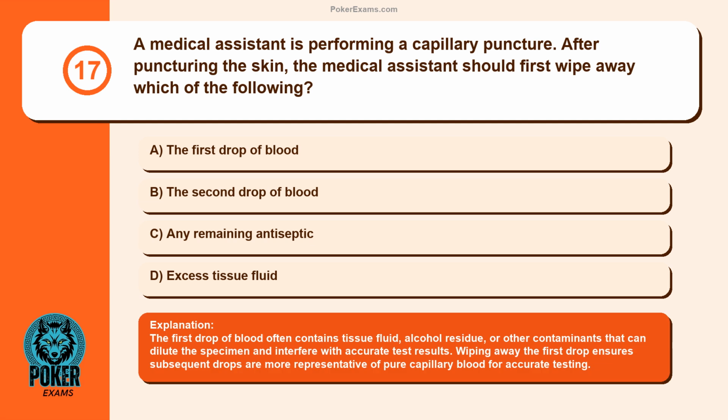The first drop of blood often contains tissue fluid, alcohol residue, or other contaminants that can dilute the specimen and interfere with accurate test results. Wiping away the first drop ensures subsequent drops are more representative of pure capillary blood for accurate testing.